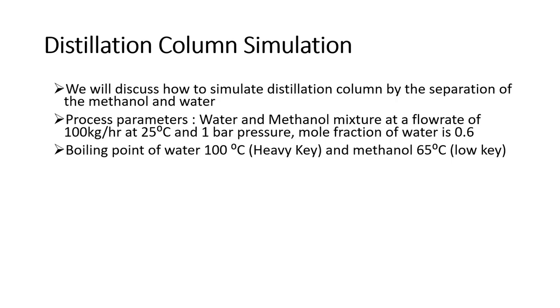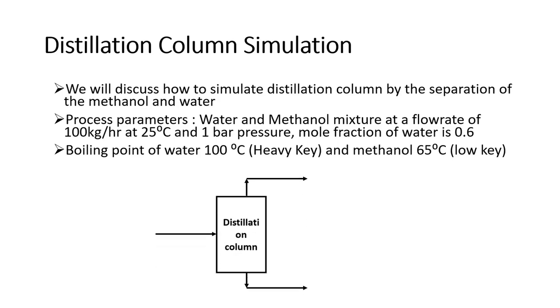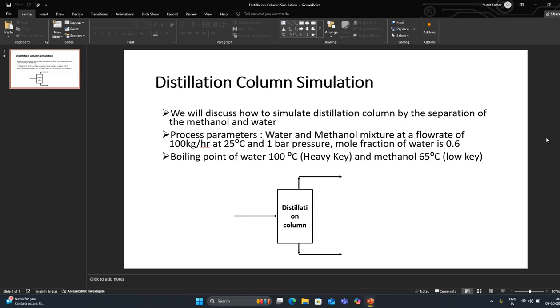You might see these two new words, heavy key and light key. The heavy key is the component which has a high boiling point, or which is less volatile compared to the other component in the mixture. What does less volatile mean? Once you are boiling the mixture, the component that will come out most in the vapor phase is the light key component, which is the highly volatile component. So this is our distillation column simulation tutorial. Let's now jump to DWSIM without wasting any time.